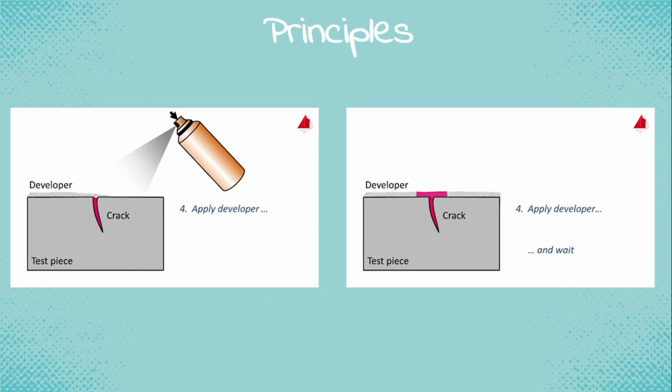The developer is a fine grain white powder suspended in liquid. After spraying, wait, and the remaining penetrant in the cracks will be drawn out by this developer. So the flaws of this test piece are exposed.